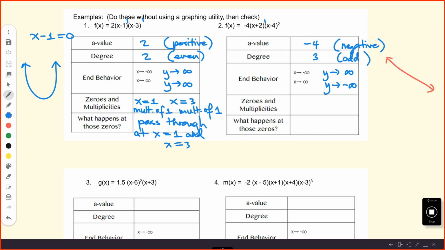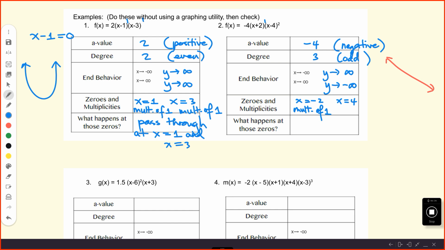What are the zeros? X equals negative 2 and x equals 4. But then we're also going to write the multiplicity for each zero. So x plus 2 is raised to 1. Therefore, the negative 2 has a multiplicity of 1.